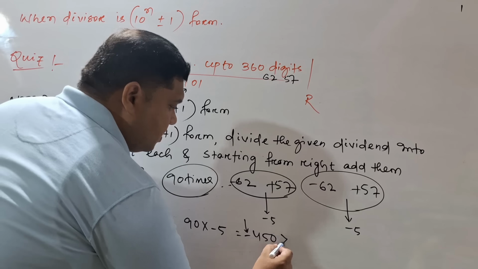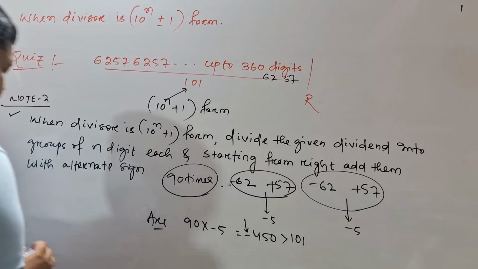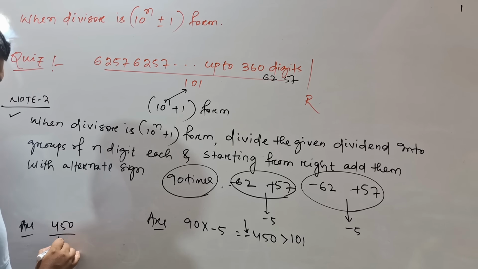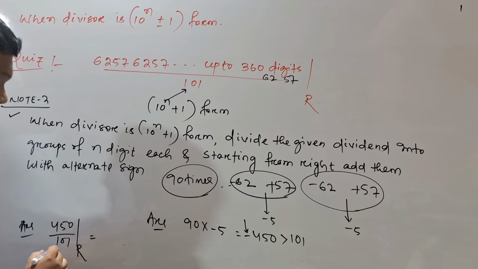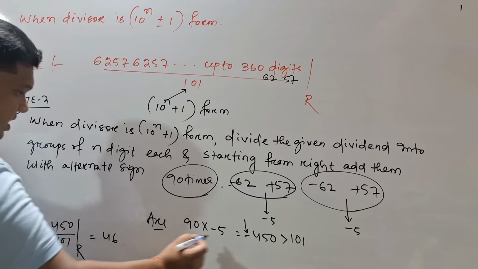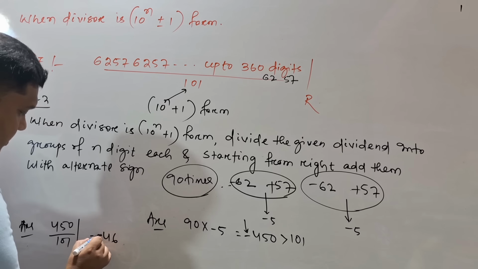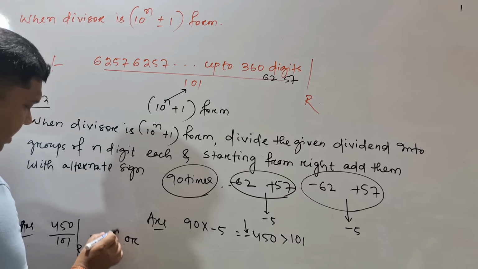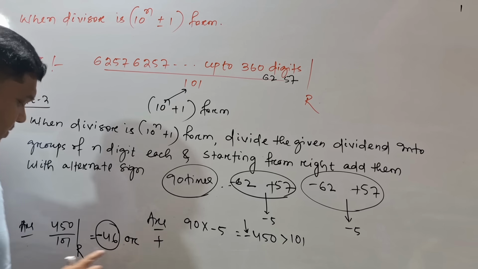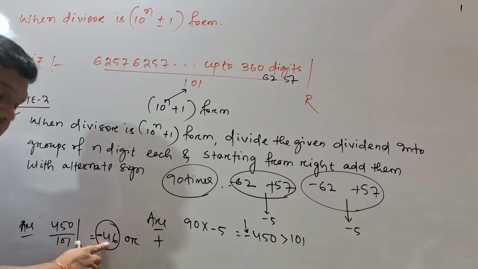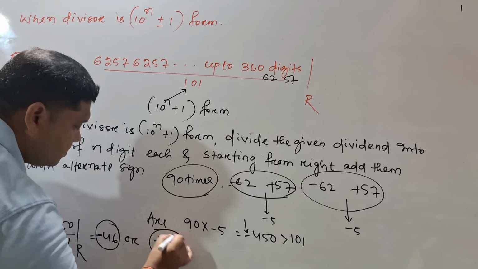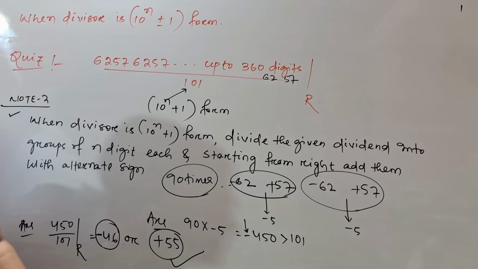But 450 is greater than 101. So what do you have to do? Again you have to divide. 450 divided by 101, the remainder is 101 into 4, 404. So here 46, but the negative sign is there, so minus 46. If one remainder is minus, the other must be plus, and the magnitude of the sum of these two is equal to the divisor. If one is minus 46, the other must be how much? 55. So the answer for this question is 55.